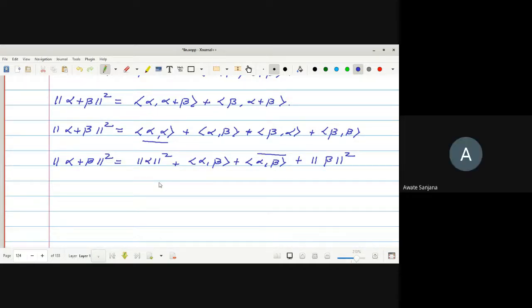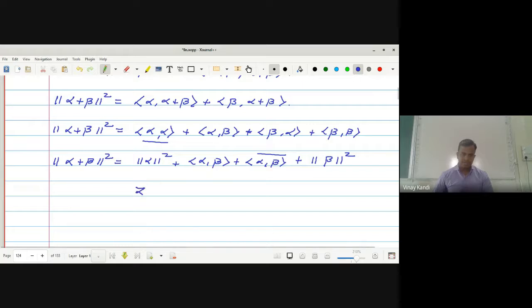Look here, z plus z bar is equal to 2 times the real part of z. Do you understand what I said? Suppose z is equal to x plus iy. What is z bar? x minus iy. What is z plus z bar? 2x, which is equal to 2 times the real part of z.